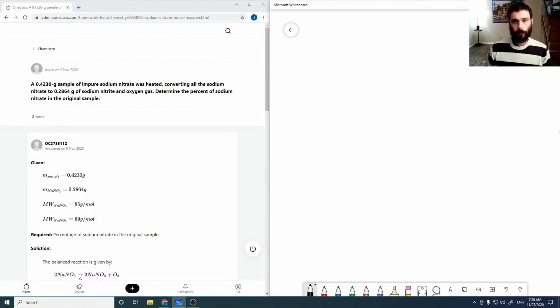Not too long. Okay. So we have a 0.423 gram impure sodium nitrate sample, and we've converted all the sodium nitrate to 0.286 grams of sodium nitrite and oxygen gas. So it wants us to determine the percent of sodium nitrate in the original sample. So first off, we might as well do all our molar masses.